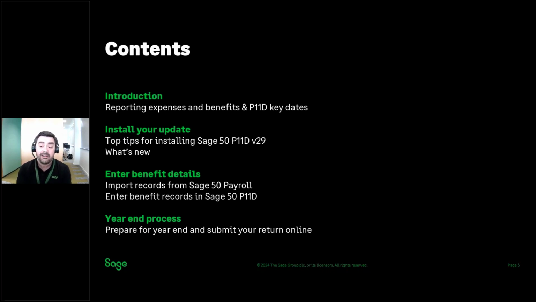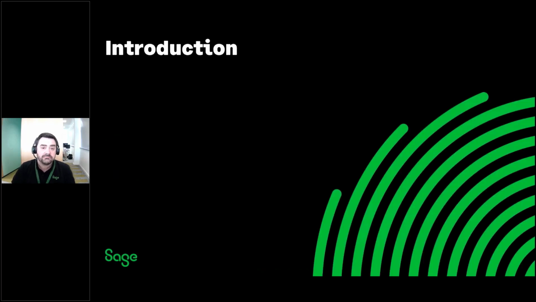And then we'll move on to the year-end process, taking you through some preparation steps, and then producing your P11D and employer declarations and submitting that return online to HMRC. So plenty to pack in the webinar today. So let's get straight on to our introduction, and we'll talk briefly about reporting taxable expenses and benefits.